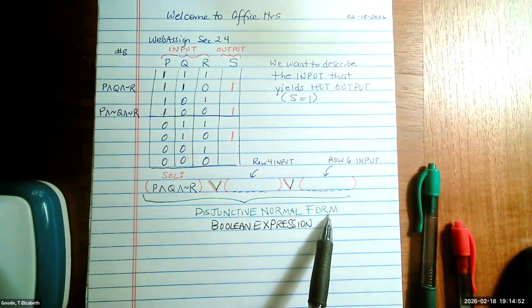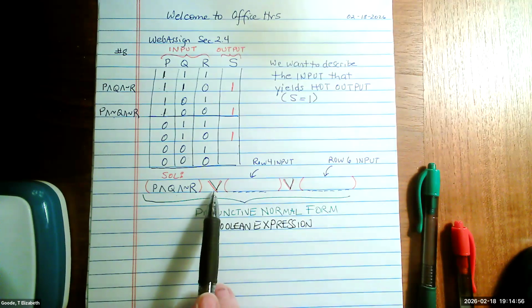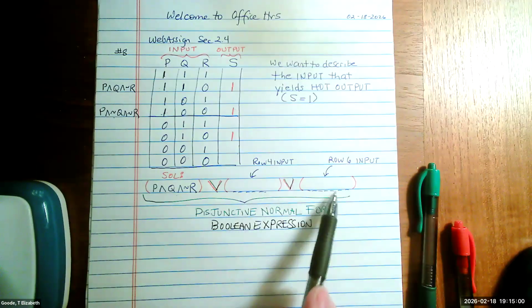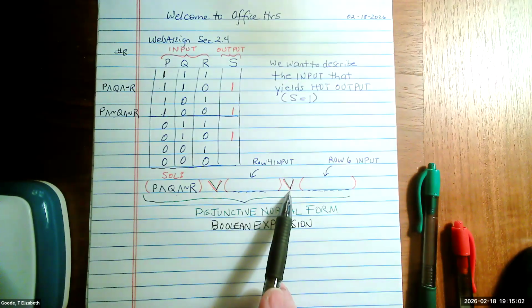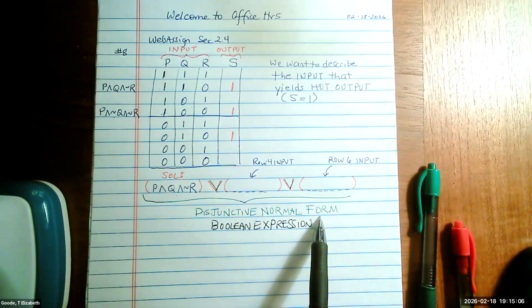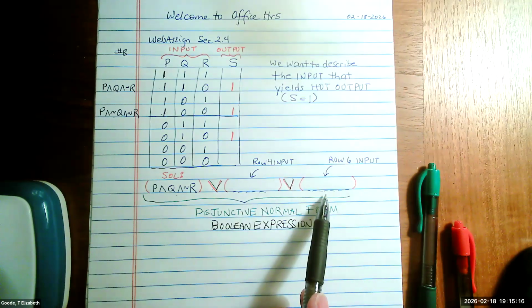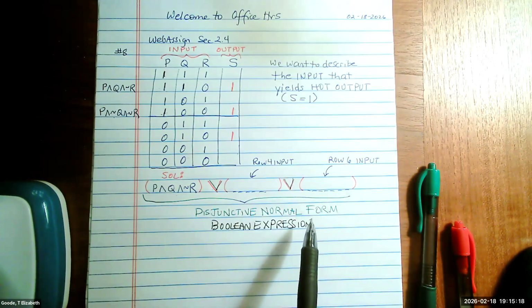This is disjunctive normal form. Why is it called disjunctive normal form? Because the last operator that operates in between these parentheses is the disjunction operator, the OR operator. And it's a normal form because it's universal. You can always get your Boolean expression into a form like this, and it's useful.